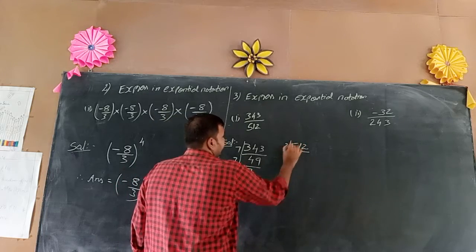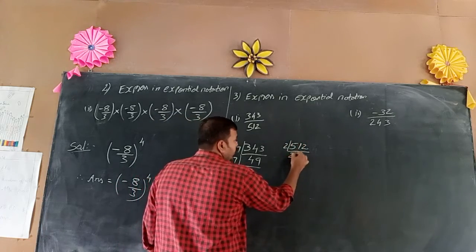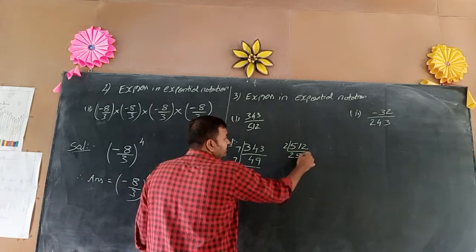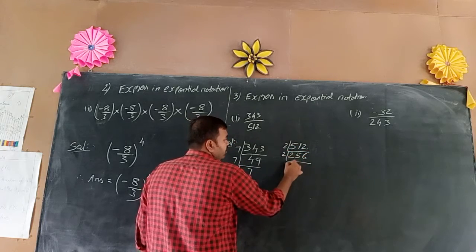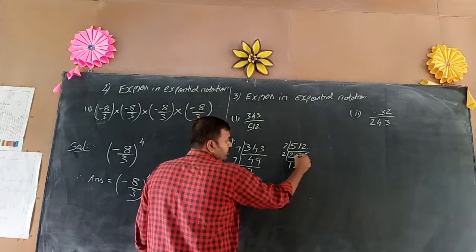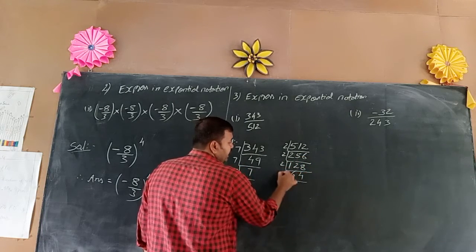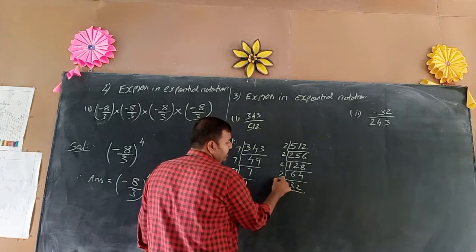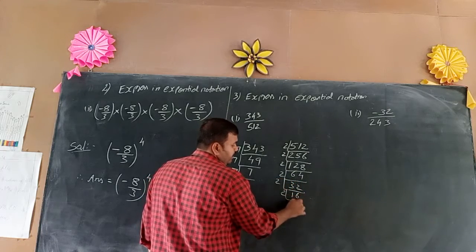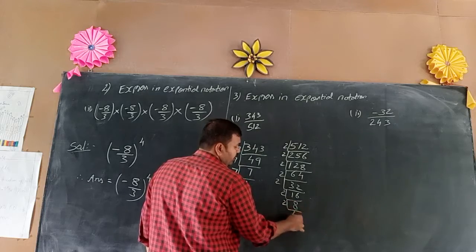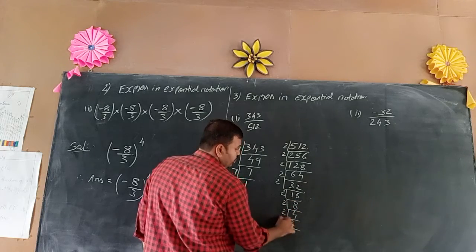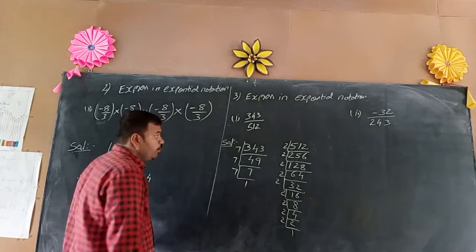Taking in 2 table: 256. Taking again 2 table: 128. Taking 2 table: 64. Taking 2 table: 32. Taking 2 table: 16. 8 times 2 table, 4 times 2 table, 2 times 2 table, 1 time 2 table.